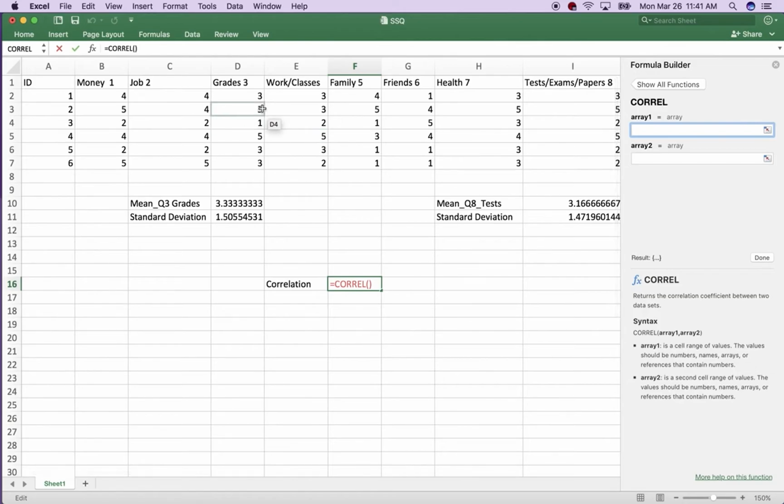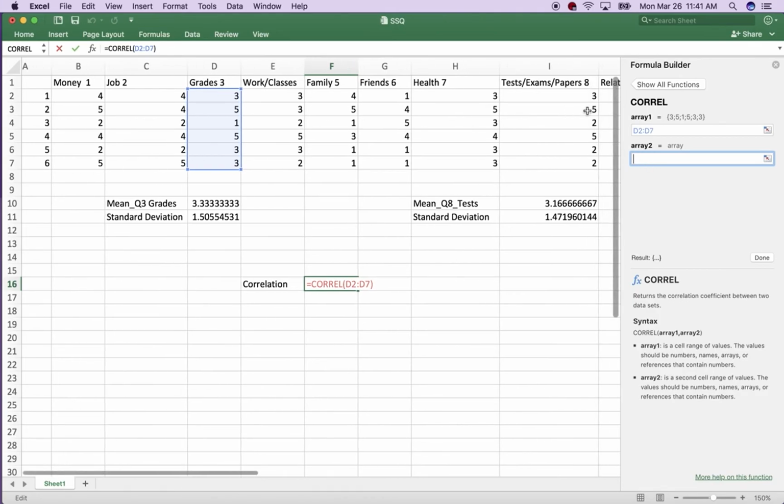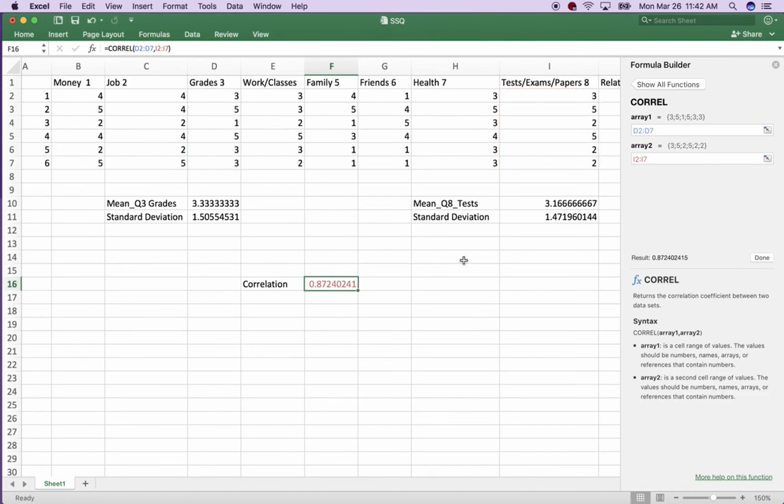And so for the first one, we're going to look at stress for grades. Now, just want to make sure you're clicked in here, and then you can go over and you can highlight any column you want. You could highlight this column here, but we want to look at grades. And then you want to go down to the next column, and you want to highlight that. And then you want to then again highlight the next column that you want to look at. So this is stress for grades, which is D2 through D7. And then stress for exams, tests, and papers, which is I2 through I7. And then you hit enter or done, and there you go.